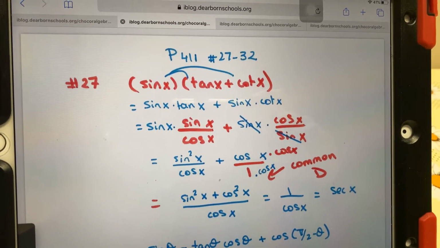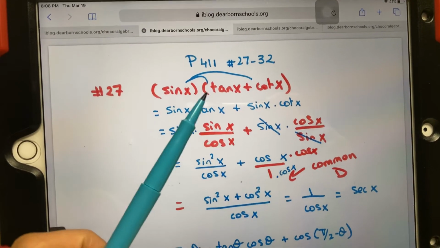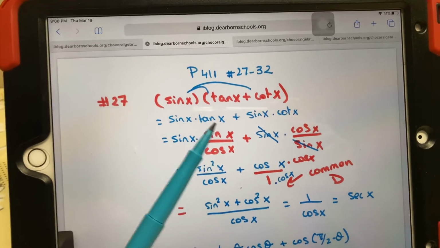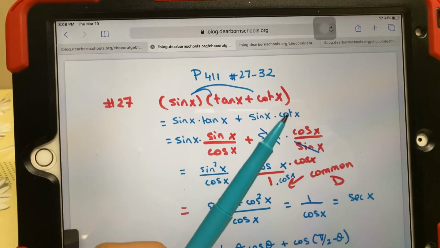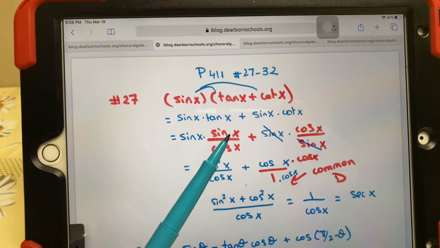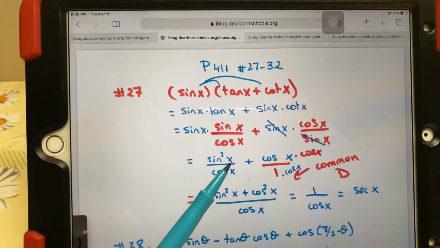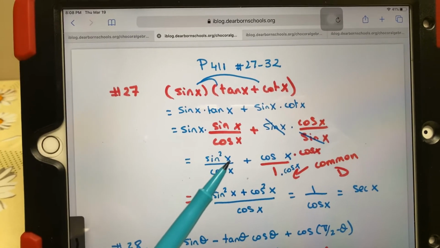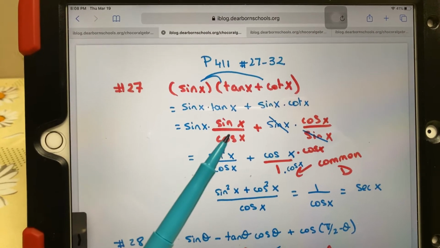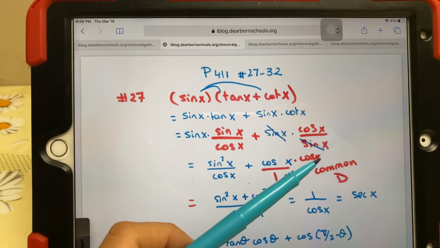Sine, parentheses, tan plus cotan. So you distribute sine multiplied by tan plus sine multiplied by cotan. The tan is sine over cosine. The cotan is cosine over sine. So now you get sine multiplied by sine, which is sine squared. Just a reminder, x and x does not make an x squared. It's still the input of the function. You're not multiplying the x's, you're multiplying the sines. Divided by cosine plus sine and sine cancel out.